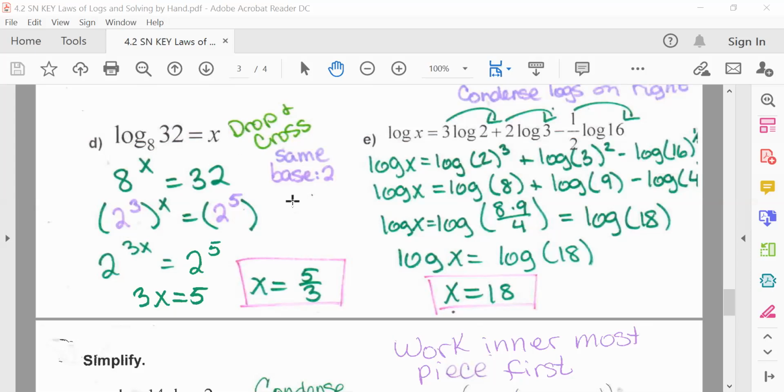Okay, another reason to study those perfects. So rewrite 8 as 2 to the power of 3.